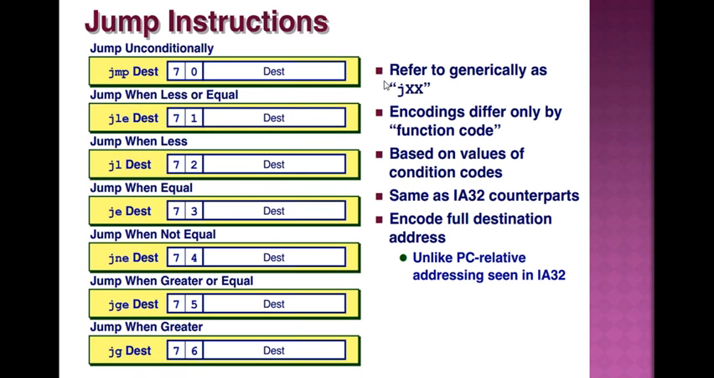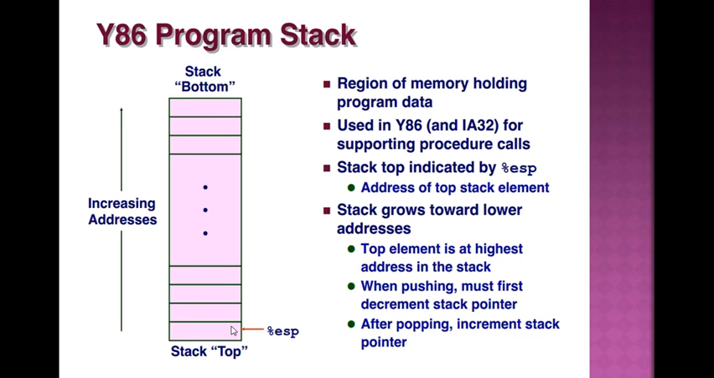Next is your jump instruction, how we jump from one location to another location, unconditionally and conditionally. So there are multiple jump operations. One is jump unconditionally, jump when less or equal, jump when less, jump when equal, jump when not equal, and so on till jump when greater.